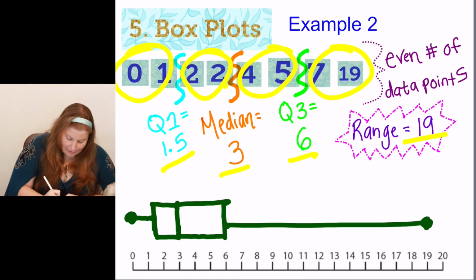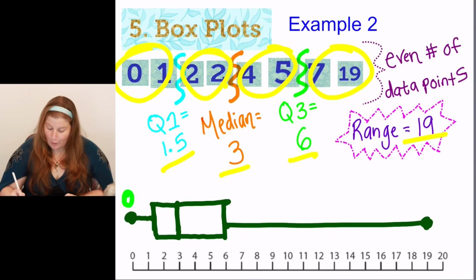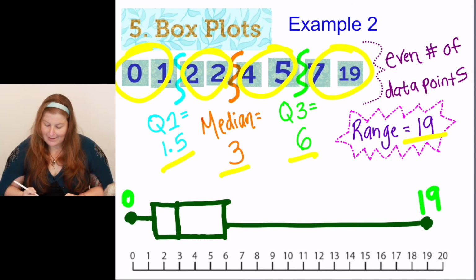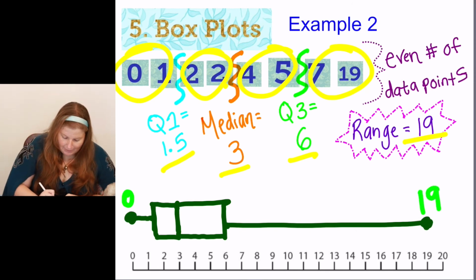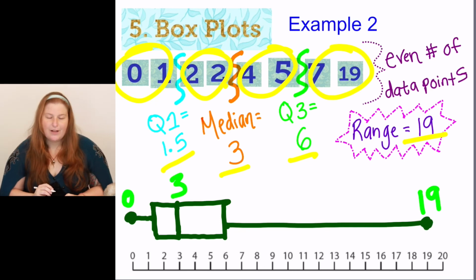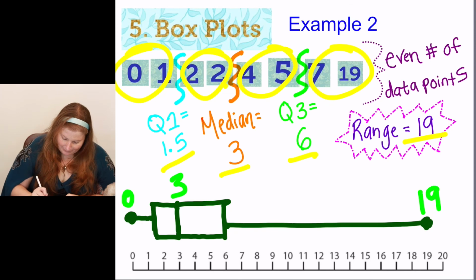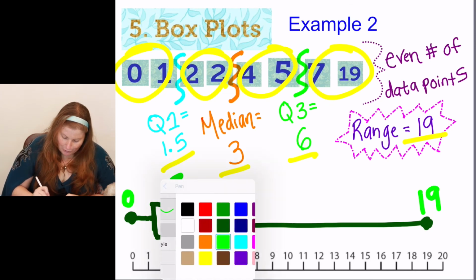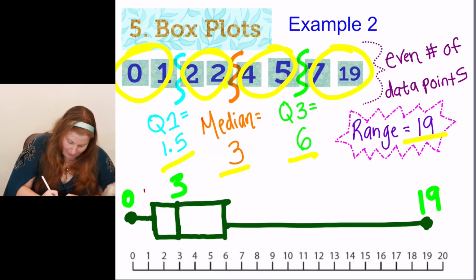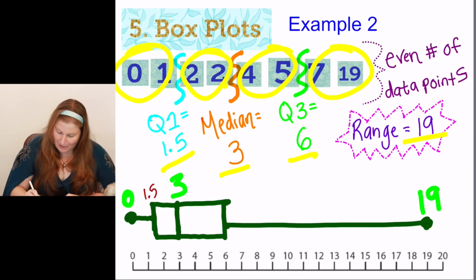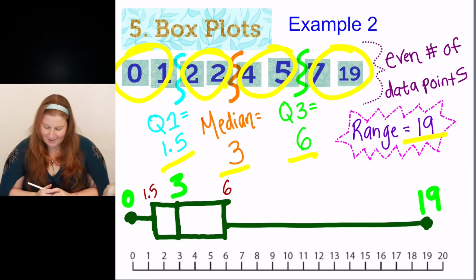So my data set started at 0. Some people have had no pets. It ended at 19. My median was 3. That's the middle number of how many pets people have had in their whole life. My Q1 was 1.5, and my Q3 was 6.